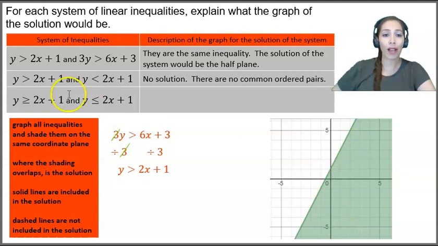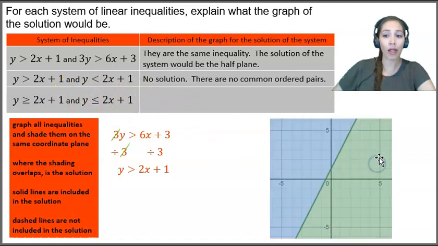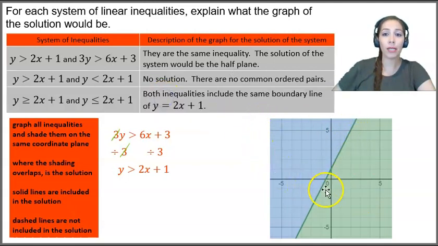What happens when we graph both of these on the same graph? It ends up looking like this. And your solutions are where they overlap. So we know that y was greater than or equal to on the blue, y was less than or equal to on the green, but both of them had that solid line right here. So the solution to this would be the boundary line, y equals 2x plus 1. None of the shading overlapped, but remember, solid lines are included in the solution.